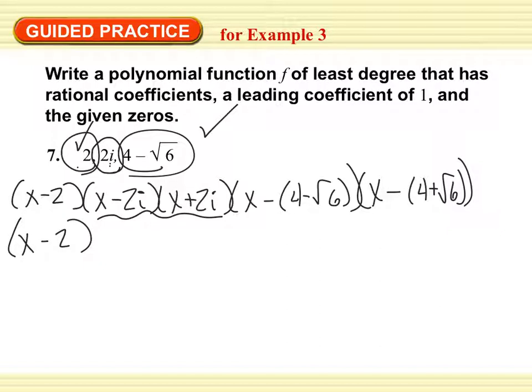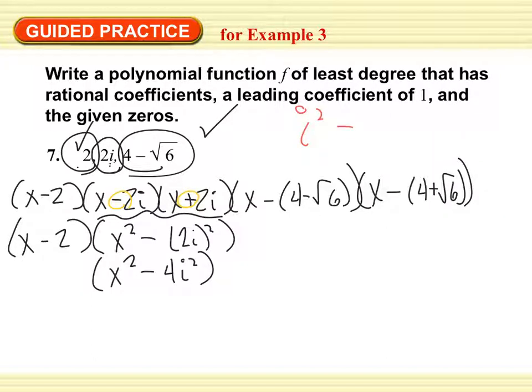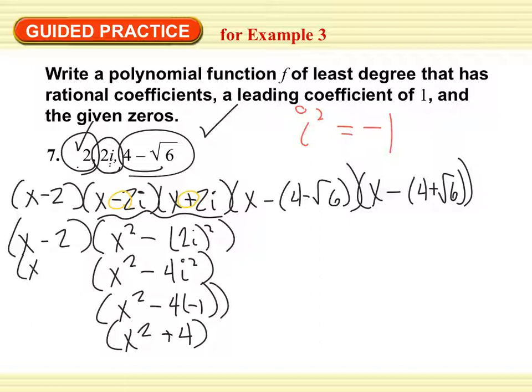Remember, when I have minus and plus, when I FOIL those, I'm going to get the difference of two squares. So x squared minus 2i squared, x squared minus 4i squared. Reminder here, i squared equals negative 1. So x squared minus 4 times negative 1, x squared plus 4. And keep on copying this down. I know it's silly.